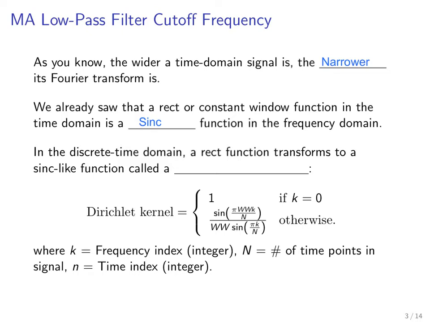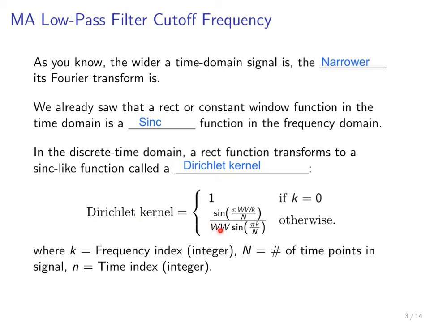Now in the discretized time domain, a rect function transforms to a function that looks almost exactly like a sinc function, but is actually called a Dirichlet kernel. And we're not really going to see this in any other context here. I just want to be precise about what we're talking about. Because we're going to use this mathematical form to figure out what the cutoff frequency is of a moving average window.